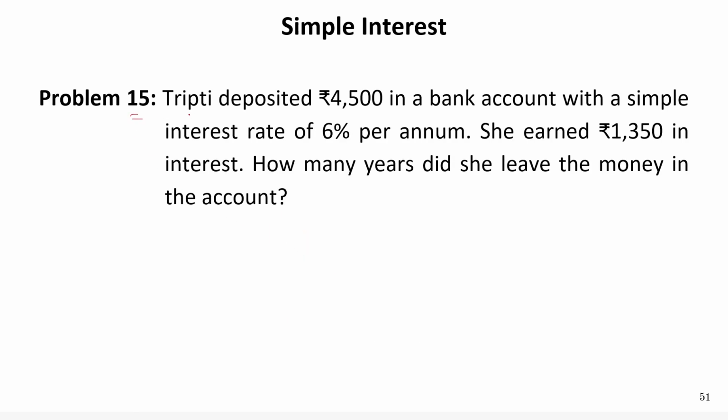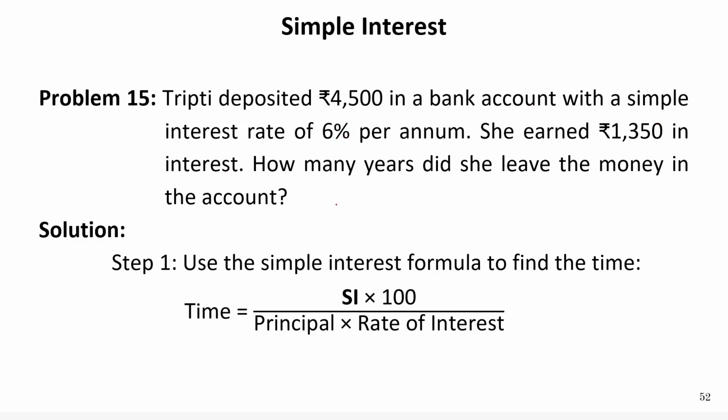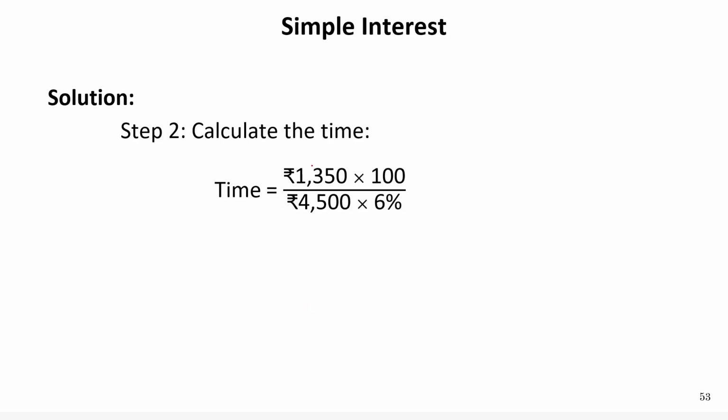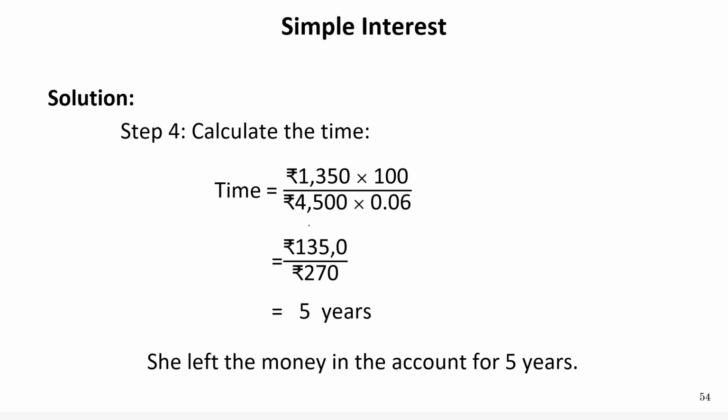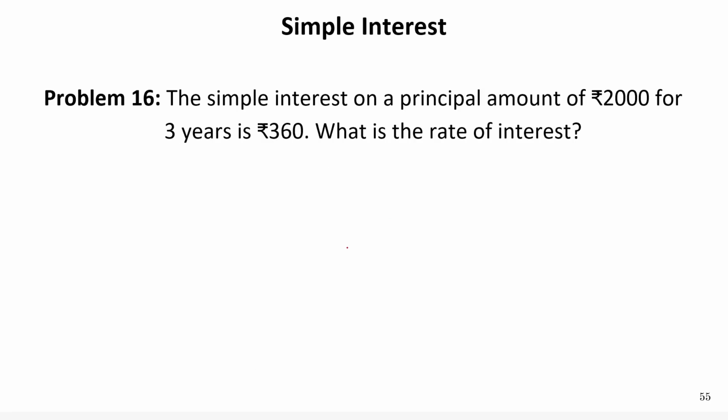Let's see problem number 15. So Tripti deposited 4500 in a bank account with a simple interest rate of 6% per annum. So she earned 1350 in interest. So how many years did she leave the money in the account? So using the simple interest formula, time is equal to SI into 100 by principal into rate of interest, is equal to what? 1350 into 100 whole by 4500 into 6. So it will be 1350 by 270 is equal to 5 years.